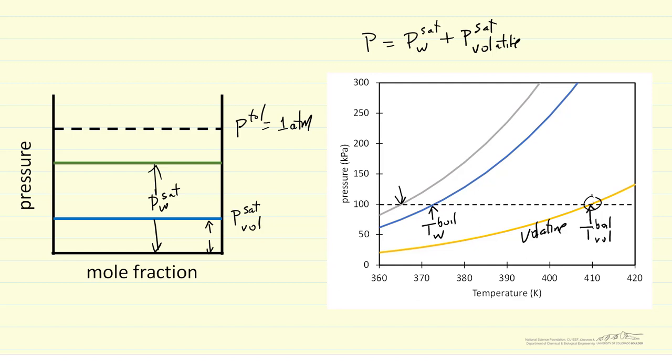And so we can remove this volatile from the liquid phase or liquid-solid phase at a temperature where we don't decompose that volatile component. The other way of looking at this is the corresponding diagram at this temperature. Here's the saturation pressure of the volatile, and here's the saturation pressure of the water. We add them together, we get the total pressure of 1 atmosphere, so we get boiling at that temperature.